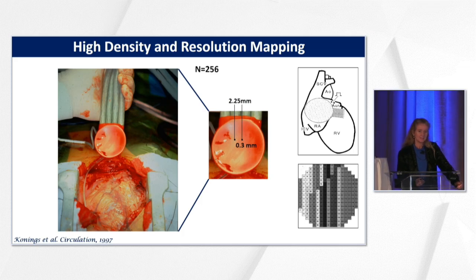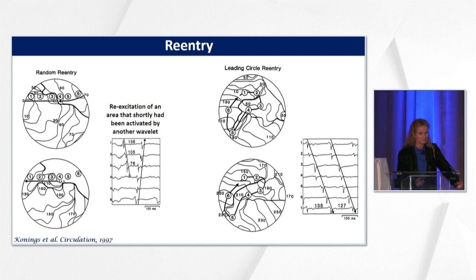So it all started in 1997 with the group of Maurits Allessie, and he developed a spoon-shaped electrode, which you see here, which contained 265 electrodes with an interelectrode distance of 2.25 millimeter and a diameter of 0.3 millimeter. This electrode was used to map patients who at that time underwent cardiac surgery for Wolff-Parkinson-White syndrome, and in these patients atrial fibrillation was induced.